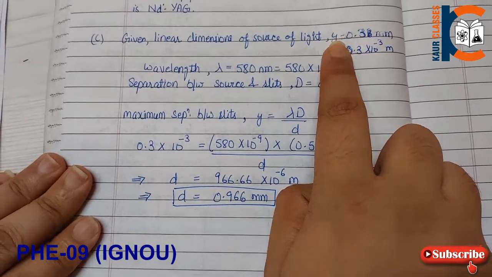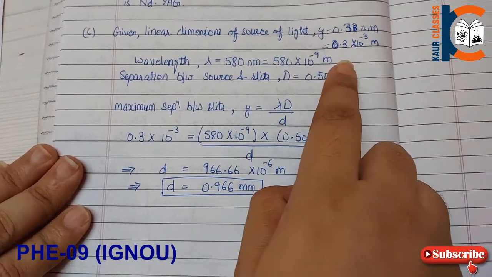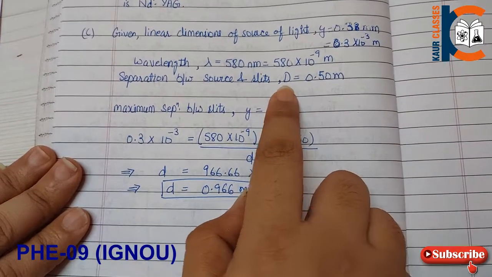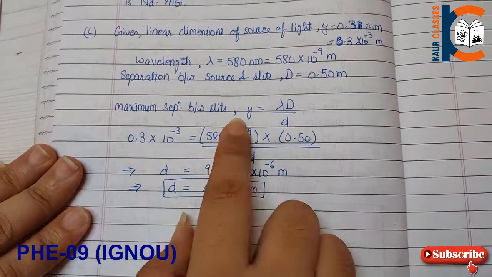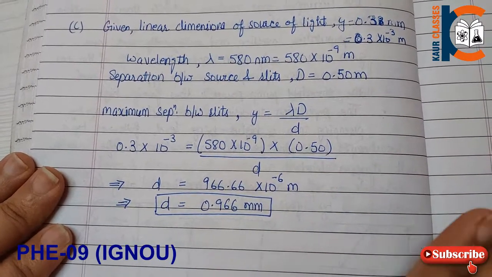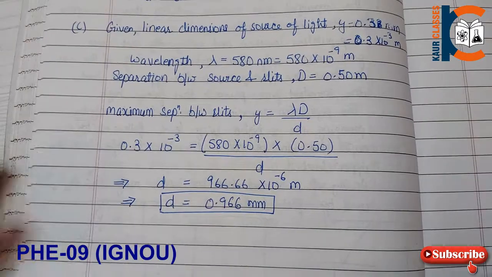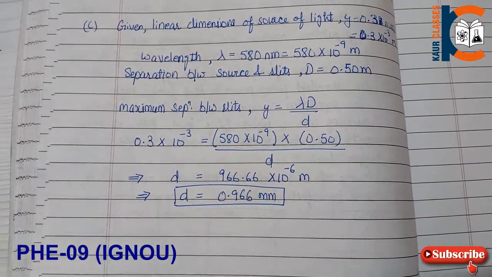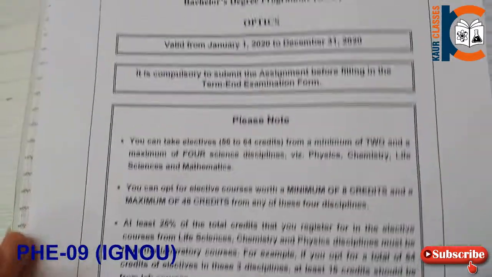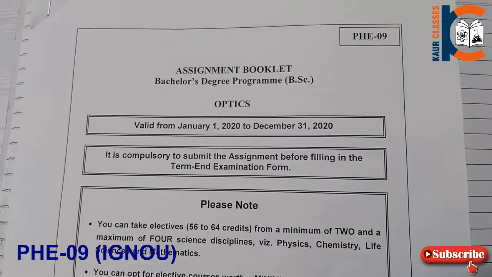Linear dimension of the source of light y is equal to 0.3 into 10⁻³ meter. Lambda in meter. The distance is D, 0.5 meter. So the maximum separation d is given by y equals lambda D upon d. By using this formula, we can calculate the d value in millimeter or meter. So by doing these equations, we have completed the PHE-09 assignment.